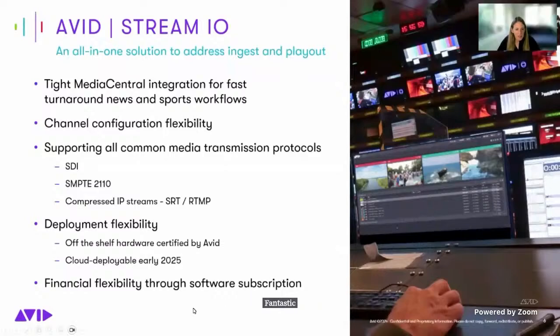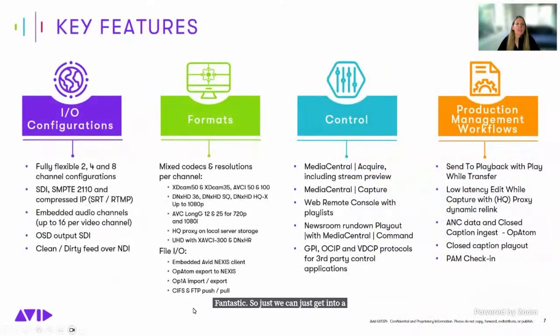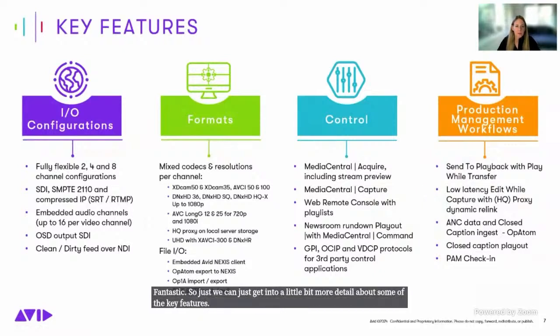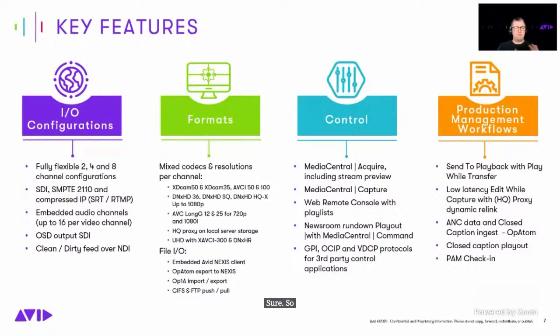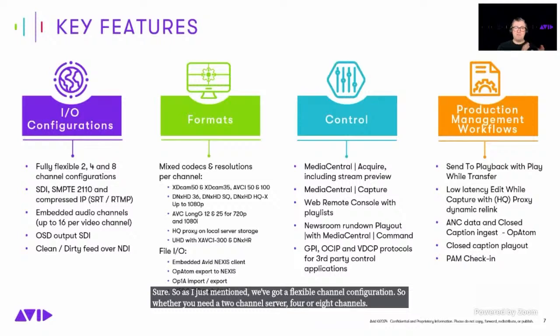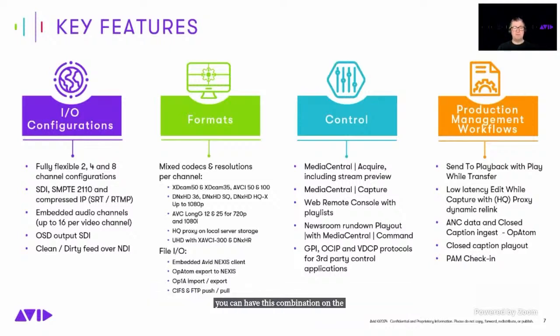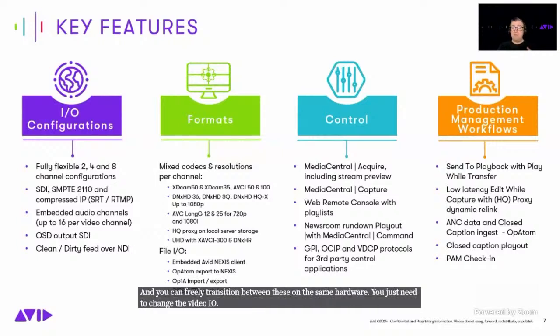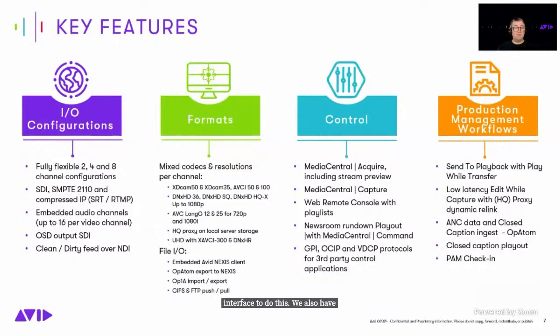Fantastic. So we can just get into a little bit more detail about some of the key features in Avid Stream.io. Sure. So as I just mentioned, we've got a flexible channel configuration. So whether you need a 2-channel server, 4 or 8 channels, you can have this combination on the hardware that we've certified. You have the option of SDI, 2110, and SRT, and you can freely transition between these on the same hardware. You just need to change the video I/O interface to do this. We also have clean and dirty feeds available over NDI, so you can have this available within the gallery without using up outputs from your system.